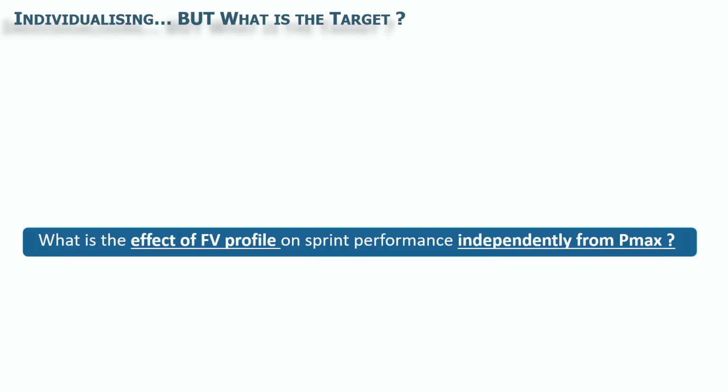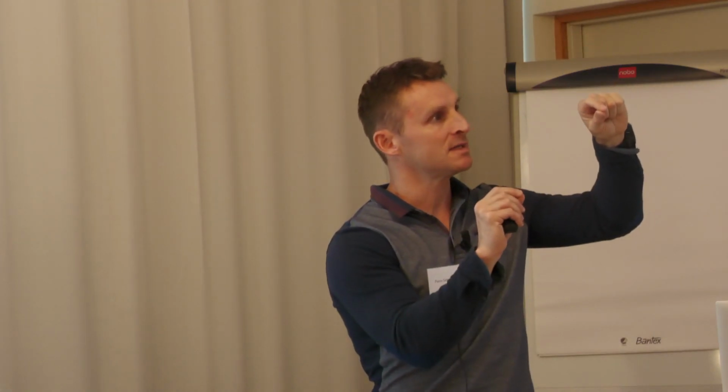So to have this optimal profile for sprinting, we need to know more about this question: how the force velocity profile affects the performance independently from the maximal power. When we shift the force velocity relationship to the top and the right, we increase the performance. But if we change the orientation without shifting the force velocity relationship, does the performance increase or not?